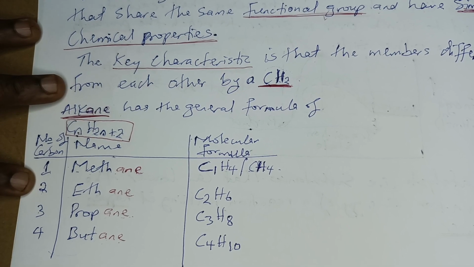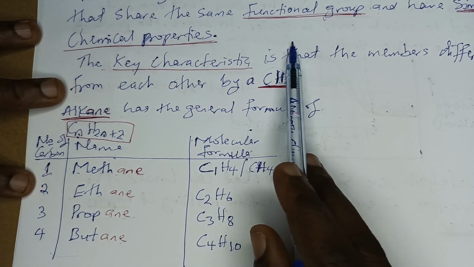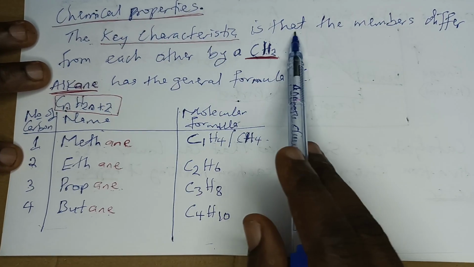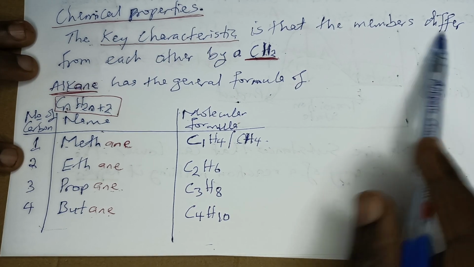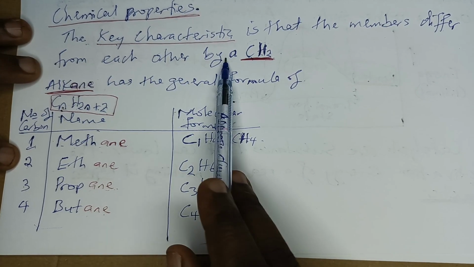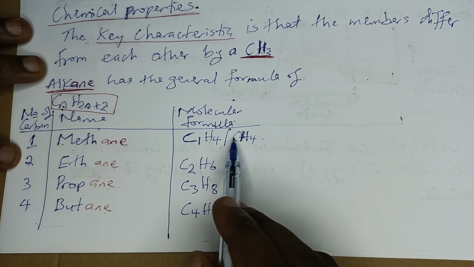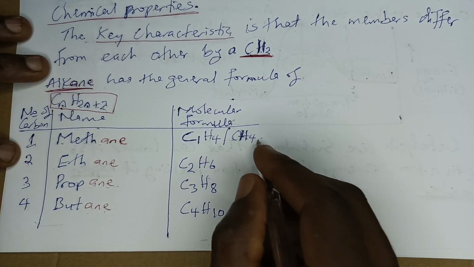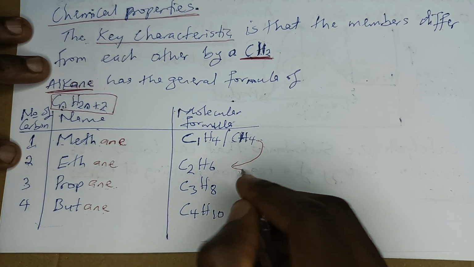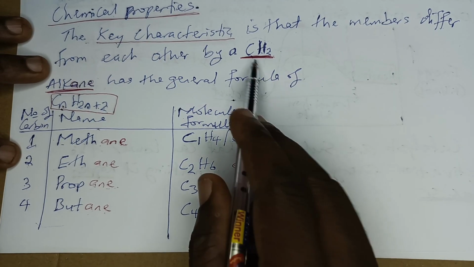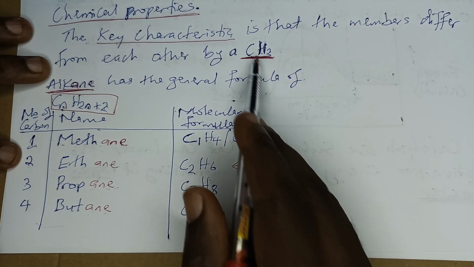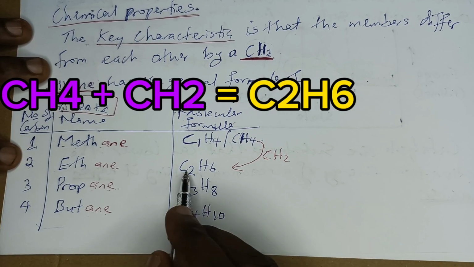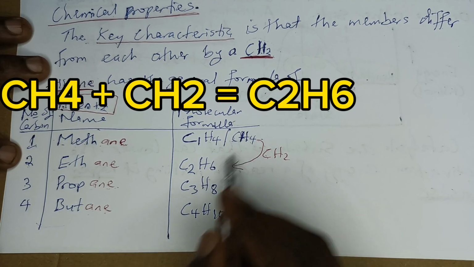Let's now go and buttress our points. The key characteristic of this homologous series is that the members differ from each other by CH2. Let's confirm that. This is CH4. If you take this CH4 and come over to the second member, you see that it's an addition of an extra C and 2 H, that is CH2. If you add another C to it, it will be C2, and these 2 plus 4 make 6.